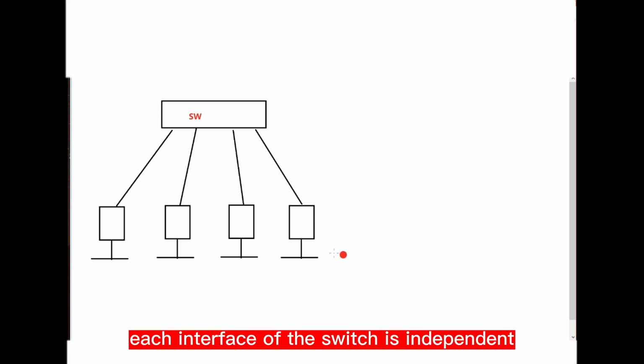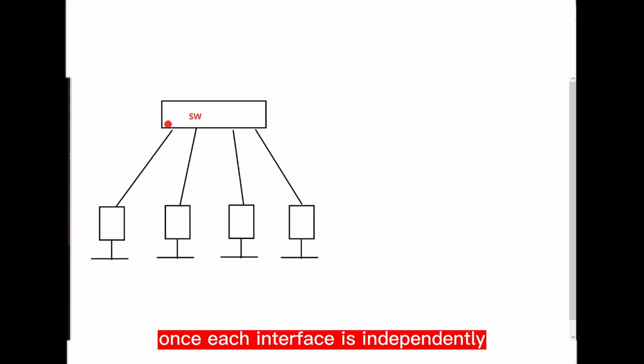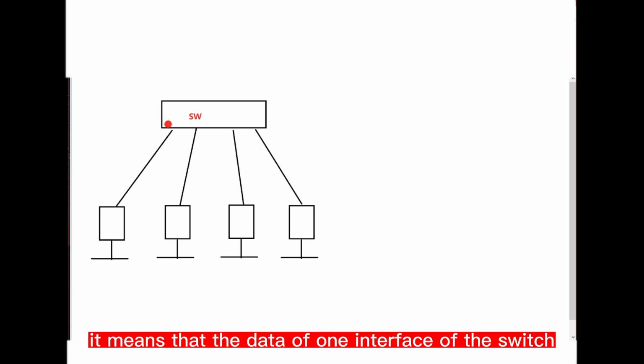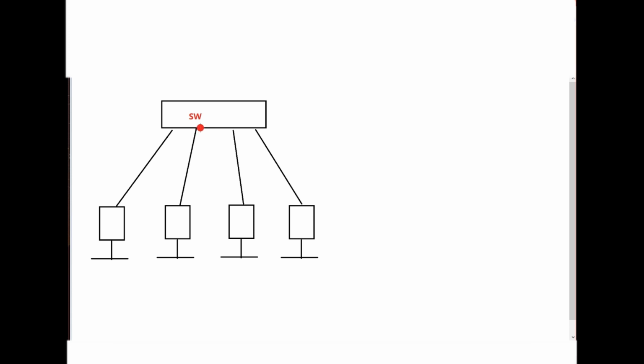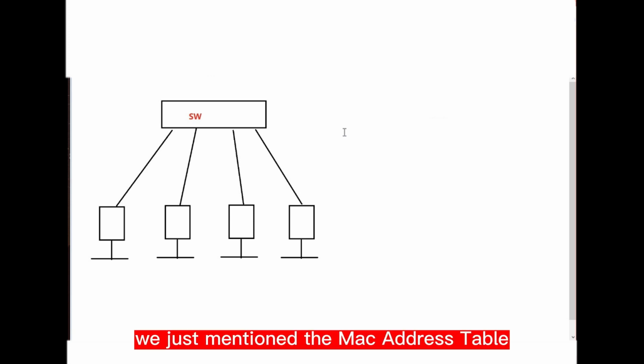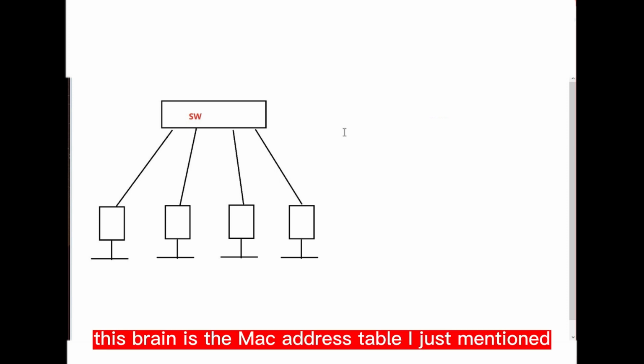Each interface of the switch is independent. Then please pay attention. Once each interface is independent, it means that the data of one interface of the switch will no longer be perceived by other interfaces. So how does it work? How does it forward data? We just mentioned the MAC address table. For switches, it's actually like a brain. This brain is the MAC address table I just mentioned.